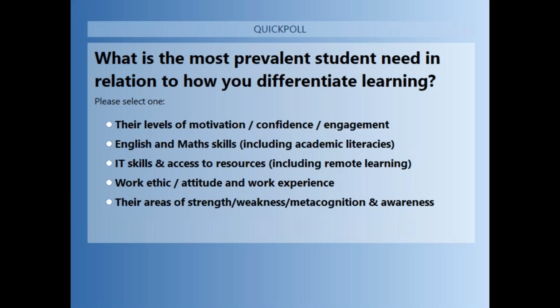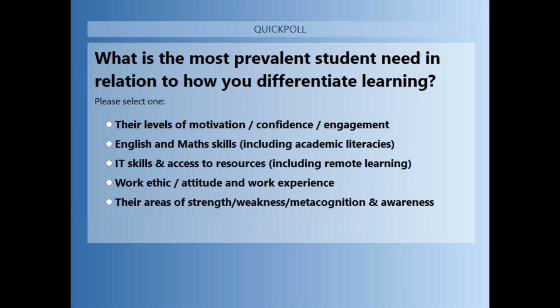So the choices for this poll include their levels of motivation, confidence or engagement, their English and maths skills, including literacies, academic literacies, their IT skills and access to resources, their work ethic and attitude and work experience, or their areas of strength and weakness, and their metacognition and their awareness of their learning abilities and strengths and weaknesses.